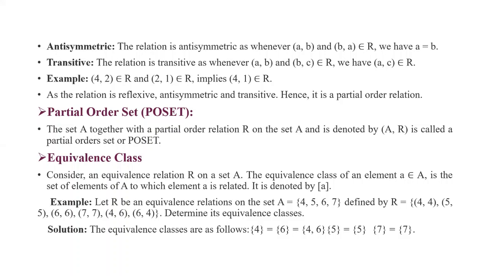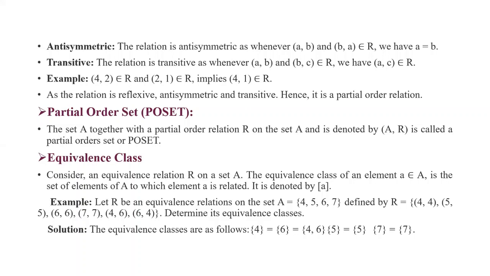Next, partial order set. You can say it is a poset. A set together with a partial order relation R on set A, denoted in brackets by (A, R), is called a partial order set or a poset.